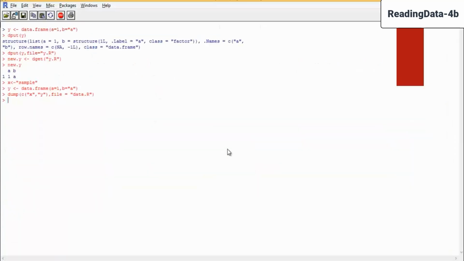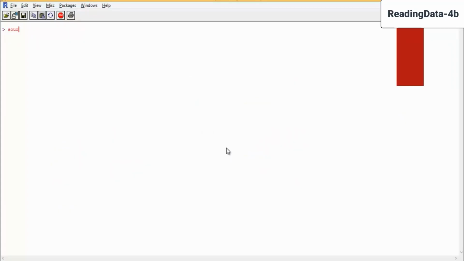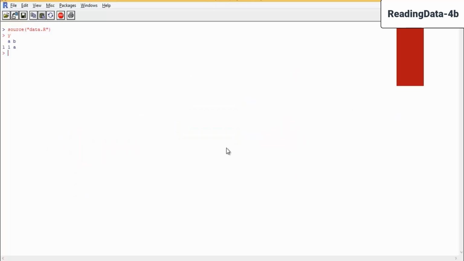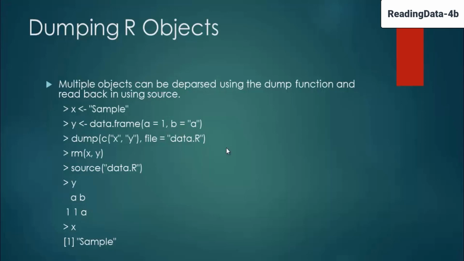Moving on, I press Ctrl L so that the screen gets cleared, and let's say you use source of data.R, the file that we created now. If you display y, you'll get the same data sets that we created earlier.